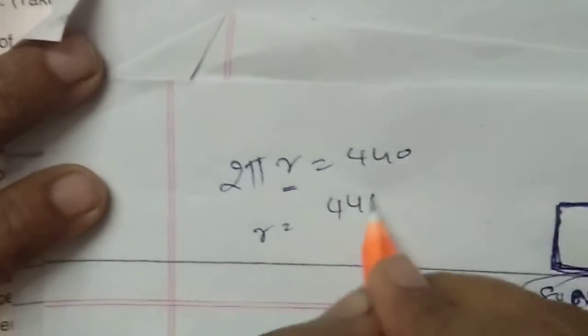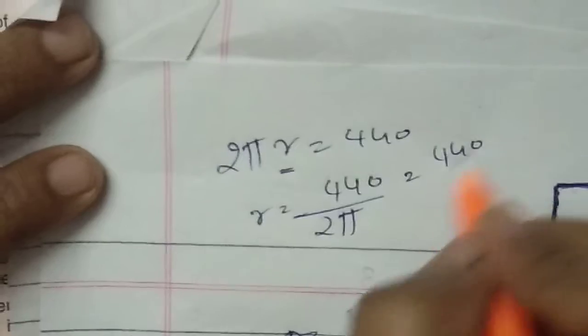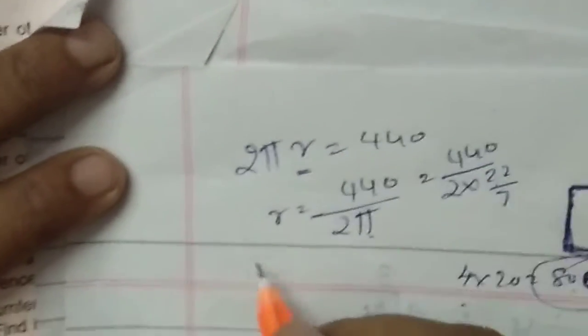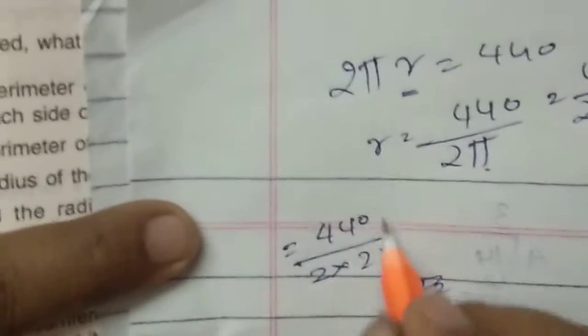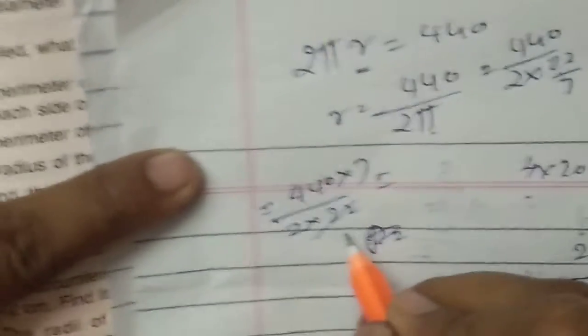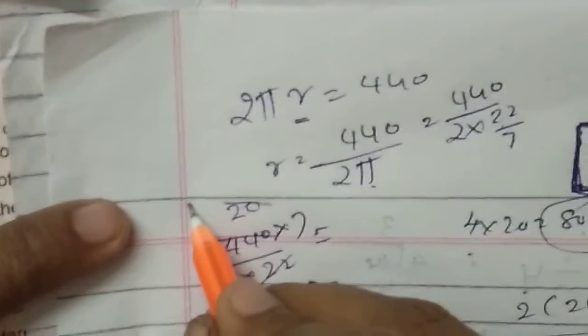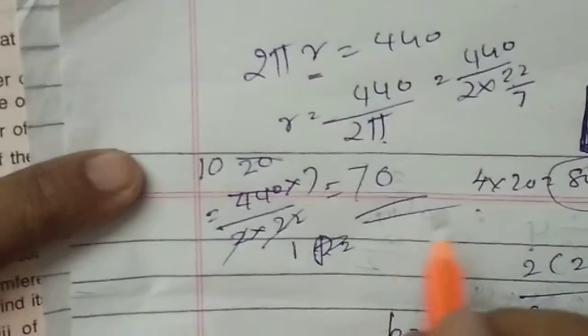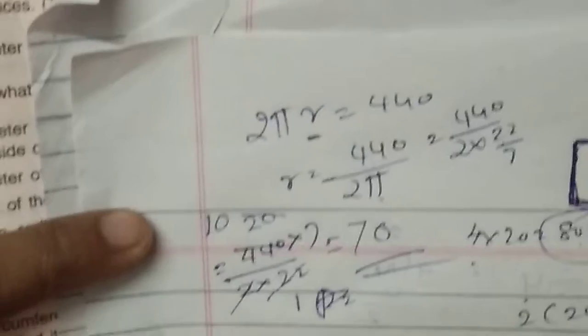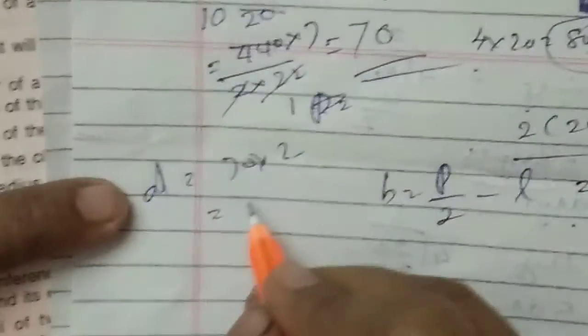So r equals 440 divided by 2 pi, that is 440 by 2 into the value of pi, 22 by 7. When it is a fraction, we take the reverse: 440 by 2 into 22 into 7. When we calculate, we can divide 22 and 44 by 22 into 2. When we cut it, we will get 10, so the answer will be 70. Radius will be 70. If you want to calculate the diameter, diameter equals 70 into 2, that is 140 centimeter. That will be the answer.